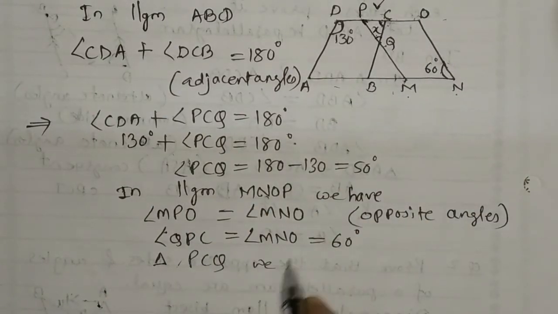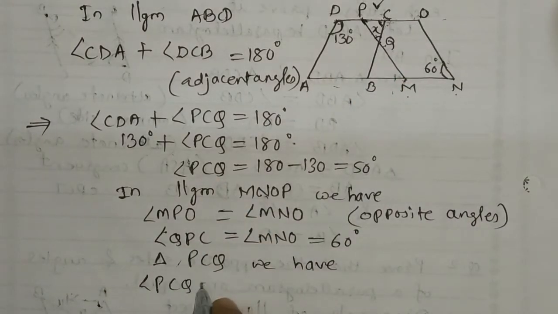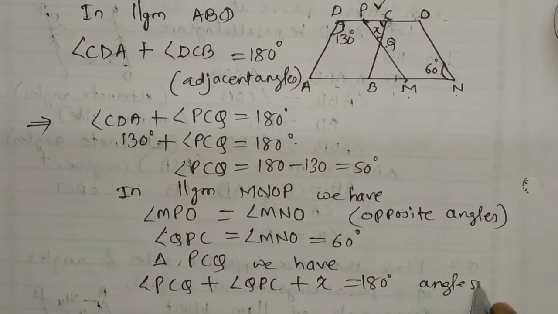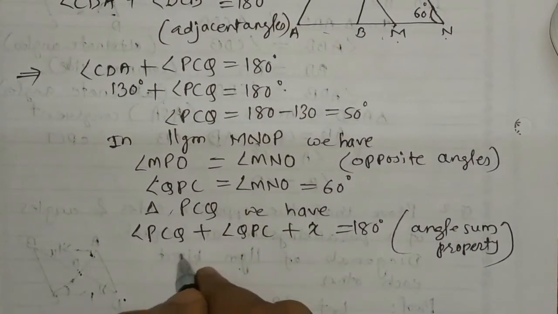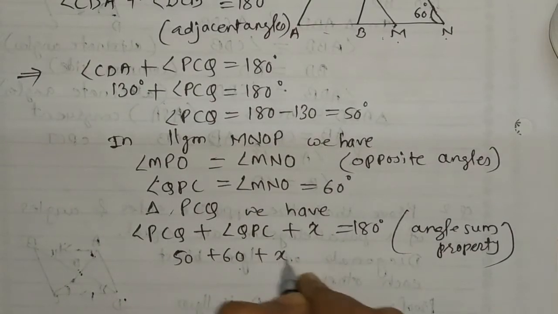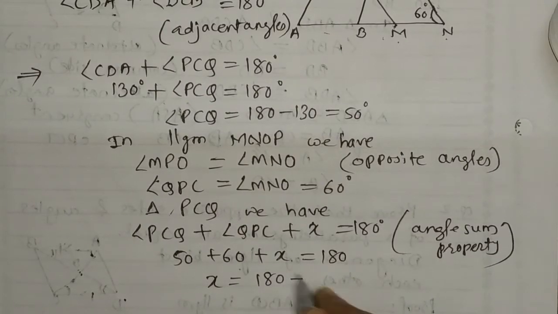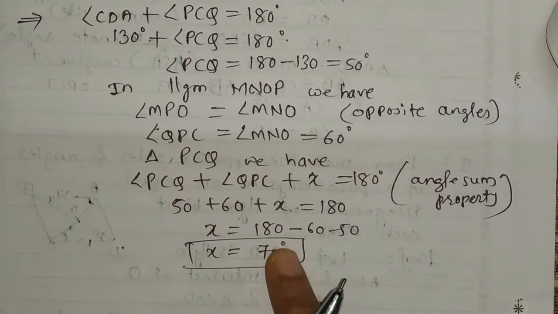So now I will see in this triangle PCQ, the sum of these three angles is 180 degrees. Angle PCQ plus angle QPC plus angle X is equal to 180 degrees. You can say angle sum property. The angle sum property says that the sum of these three angles is equal to 180 degrees. So we have this is 50, this is 60, plus X is equal to 180. So X is equal to 180 minus 60 and 50. So X is equal to 70 degrees. So the X value is 70 degrees.